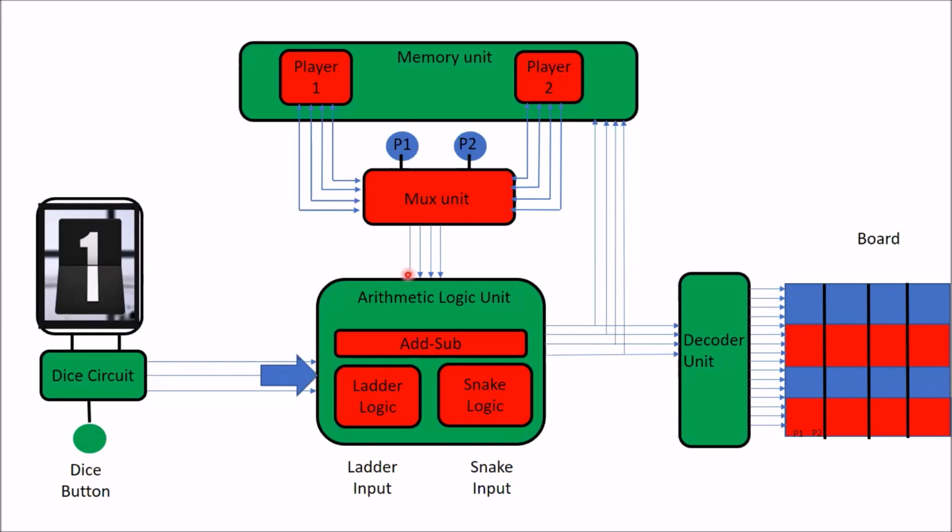The simple algorithm is that you need to store a player's previous position, and the present position comes from the dice circuit, right? Because whatever the dice gives, it will be added, right?